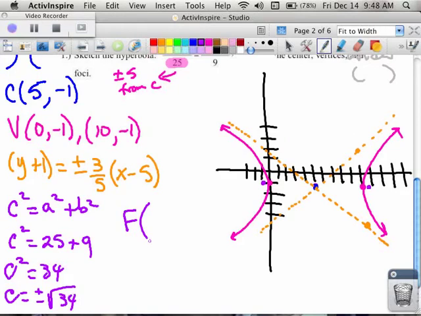The x, because you were going in the x direction. So I started with an x value at my center of 5, and I affected it, square root of 34 to the right, and square root of 34 to the left. And I did not move up or down. That means I stayed at the coordinate of -1 for the y value.